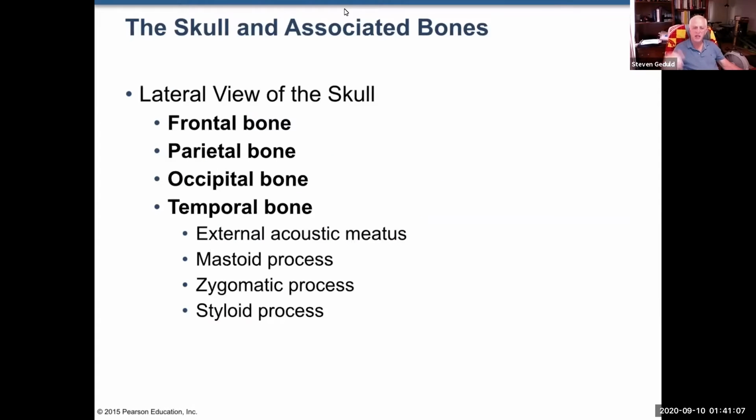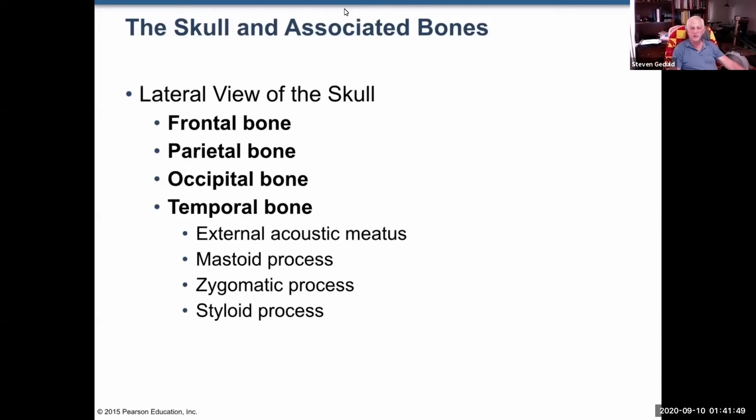Lateral view of the skull from the side. You see the frontal bone. Frontal bone is a single bone. Parietal bone is a paired bone, right and left. Occipital bone is a single bone. And the temporal bone is on the sides, and that's a paired bone, right and left. The temporal bone houses the external acoustic meatus, which is the opening to your ear. The mastoid process, which is your mastoid bone, is just posterior to the external acoustic meatus. The zygomatic process is your cheekbone, and the styloid process is a hook that hangs down and connects the neck muscles. And we'll show you all these here.